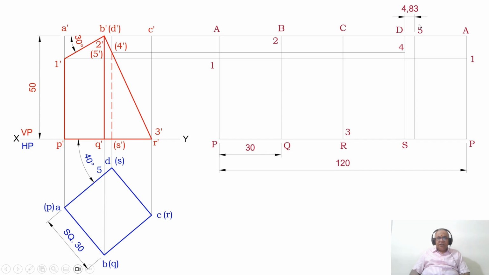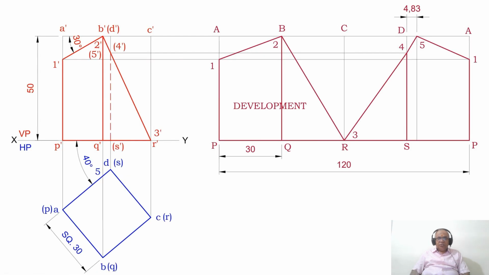So once you do that, you are going to join the numbers. So 1 to 2, 2 to 3, 3 to 4, 4 to 5 and 5 to 1. Once you do that, then 1 dash to P dash is dark, so you dark between 1 to P and here also 1 to P. Then you have 2 dash to Q dash, so from 2 you mark this point Q. Then you have 3 dash at the top point, that is at the bottom point, it is R.